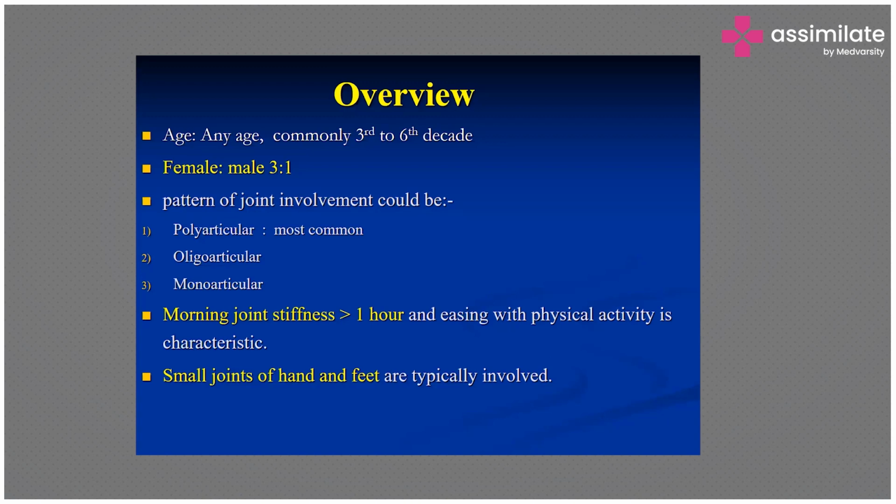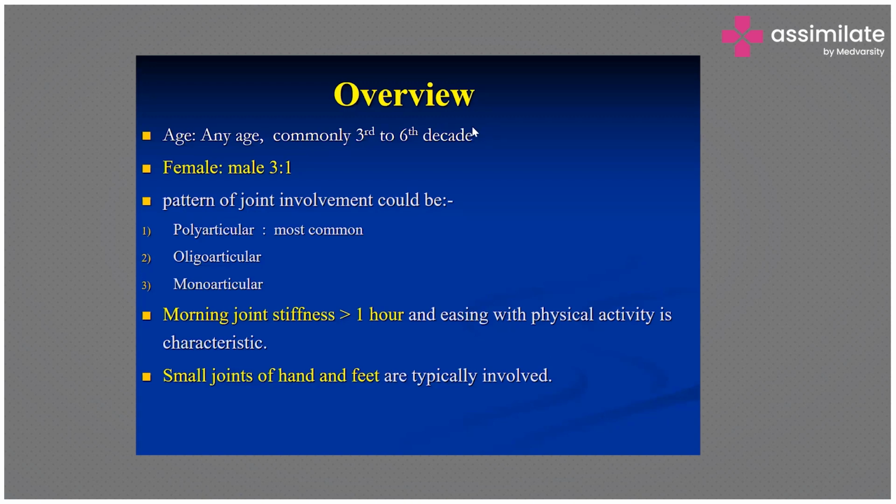Basically, oligoarticular involves 2 to 4 joints. More than 5 joints is polyarticular. Mono means 1 joint, monoarticular. Oligo means there is an inflammation or a kind of autoimmune illness involving a few joints.